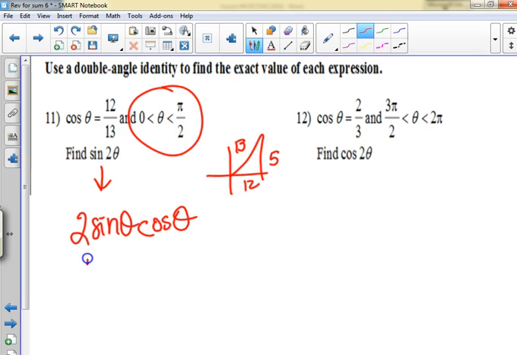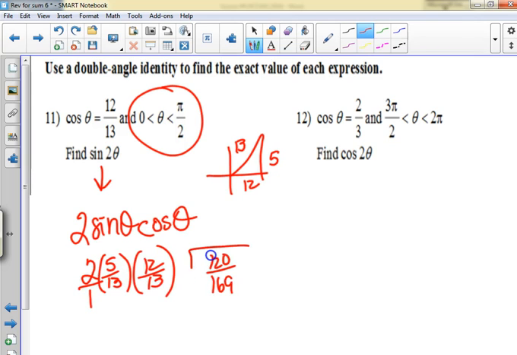What values am I plugging in there? The sine is 5/13 and the cosine is 12/13. 2 over 1 times that is 120 over 169.